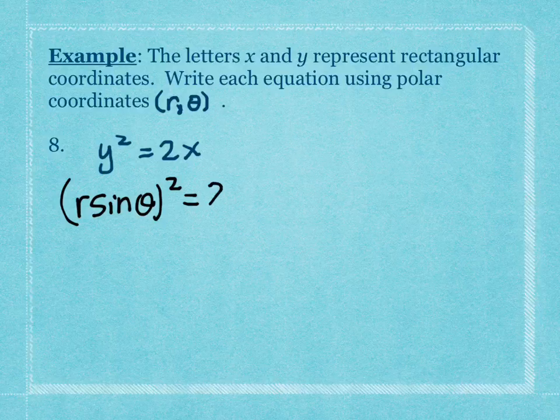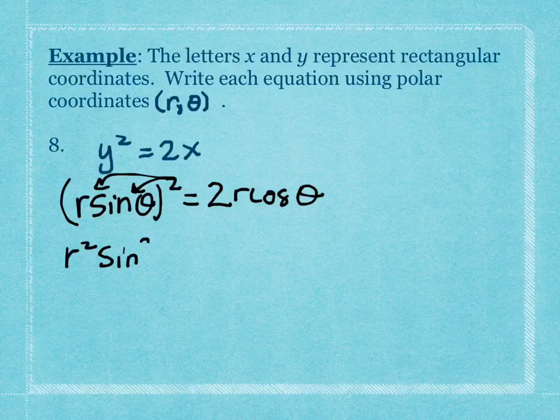And then I have 2, and then I've got x. What is x in terms of r and theta? R cosine theta. We're going to clean it up a little bit. We're going to go ahead and distribute that square. So that square, because this is multiplication, has a distributive property. This is r squared sine squared of theta. On the right-hand side, we have 2r cosine theta.